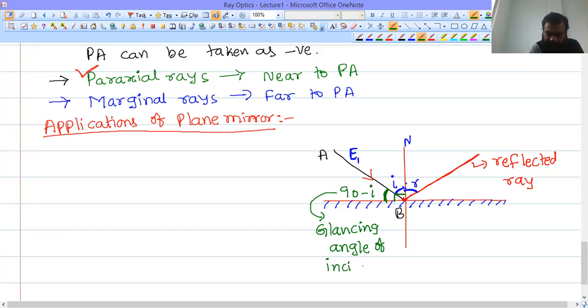Fine. Glancing angle of incidence. Similarly, here we have the reflected ray. The angle between the normal and the plane mirror is 90. So here I'll have an angle 90 minus r, and this 90 minus r I can call the glancing angle of reflection.